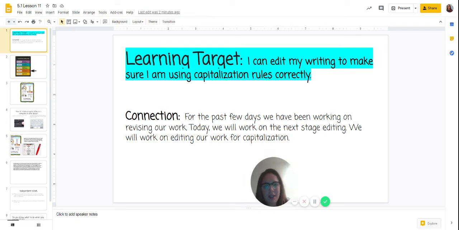Boys and girls, today's learning target is: I can edit my writing to make sure I'm using capitalization rules correctly. For the past few days, we have been working on revising our work. Today, we will work on the next stage, editing. We will work on editing our work for capitalization.